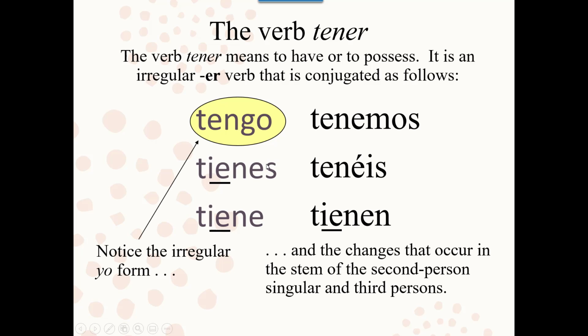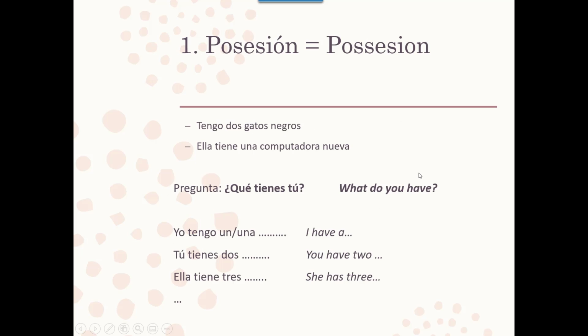And also these IE. If the stem is TEN, then here we need to add an IE. You need to add that I right there. So just be careful with the spelling. Tienes, tiene, and tienen in these 3 forms. And also be careful with the accent mark on the vosotros form, tenéis. Okay? So now when do we use this verb?